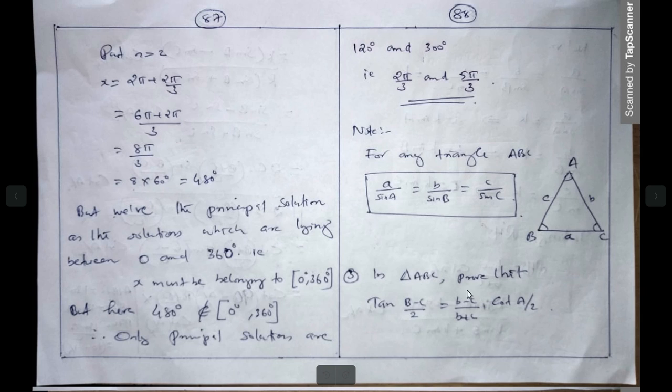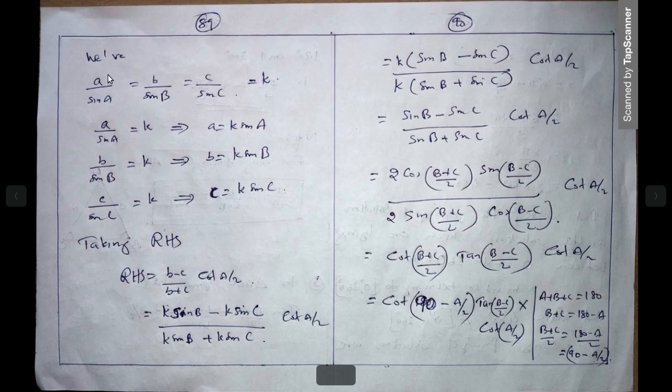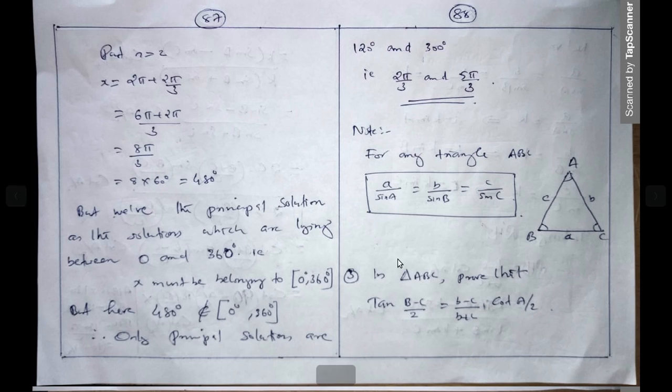Firstly I am taking the right hand side. We know the property a by sin A equals b by sin B equals c by sin C. All these are equal, so let us take these values as k. So a by sin A equals k, b by sin B equals k, and c by sin C equals k. From here, sin A can be transferred to the right side: a equals k sin A, similarly b equals k sin B, and c equals k sin C.